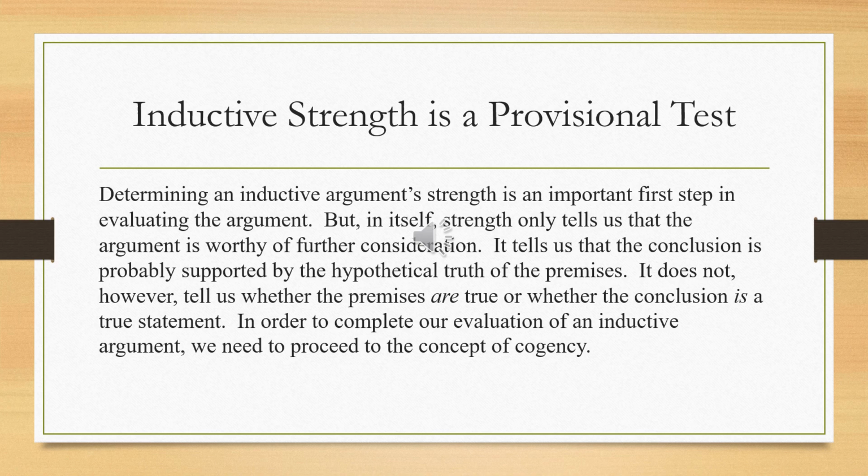So it's a provisional test, meaning an argument that is strong passes the first test. The premises would support the conclusion if they were true. But this does not tell us whether or not the premises are true or whether or not the conclusion is true. In order to determine this, we need to apply a second test, and this is where the concept of cogency comes in.